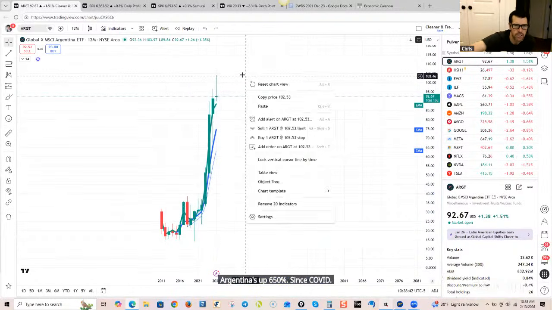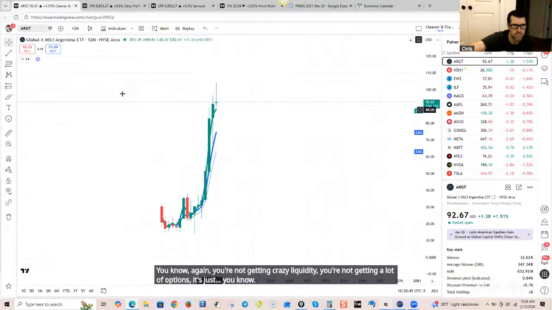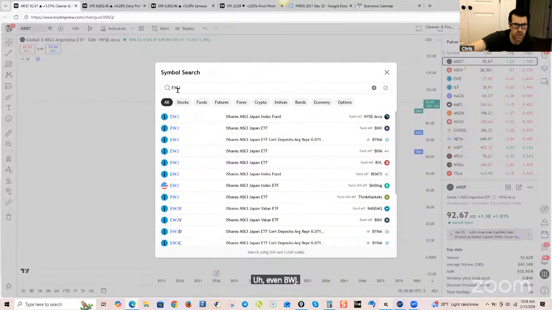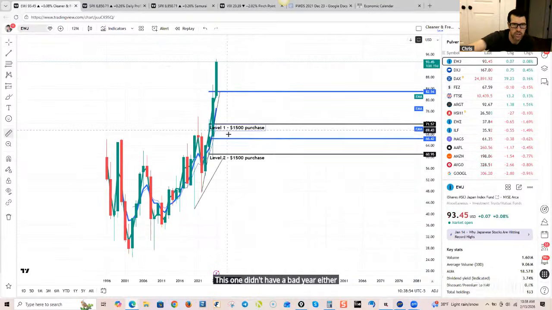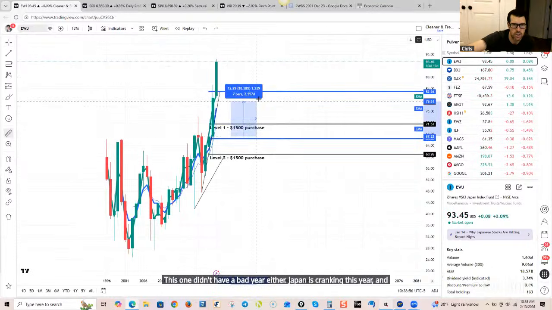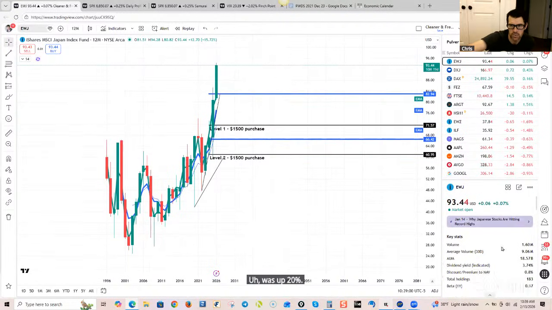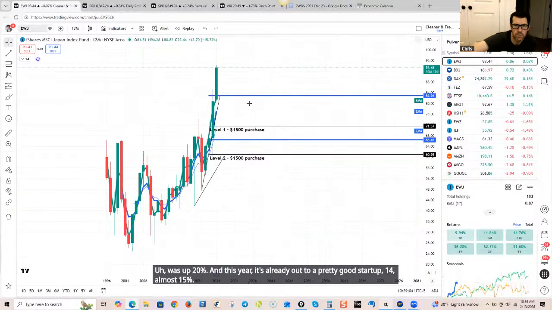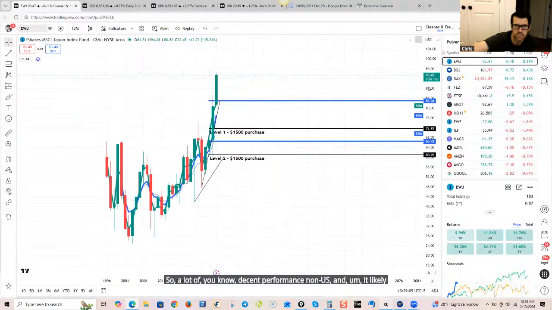Again, you're not getting crazy liquidity. You're not getting a lot of options. It's just the non-US trade. Even EWJ, which is Japan, didn't have a bad year either. Japan is cranking this year, and Japan last year was up 20%. And this year it's already out to a pretty good start, up 14, almost 15%. So a lot of decent performance non-US, and it likely continues.